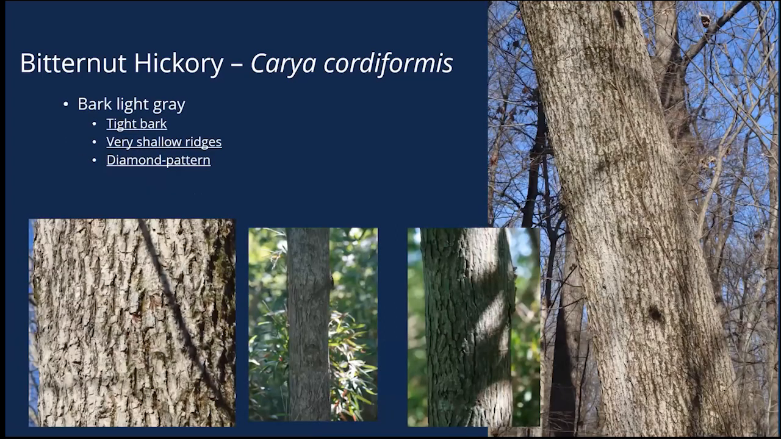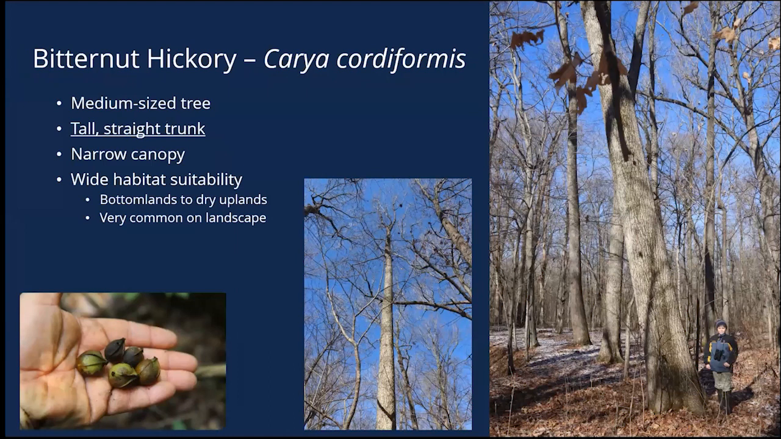Its bark is very similar in some ways to pignut, where it's a tight bark. It tends to be a little lighter in color, with very shallow ridges, and a diamond pattern as well. But that tight bark doesn't really flake at all, is what you'll get with bitternut. This is a medium-sized tree. It tends to have tall, straight trunks and narrow canopies. It has a wide habitat suitability, all the way from the bottomlands to drier uplands. Very common on the landscape.